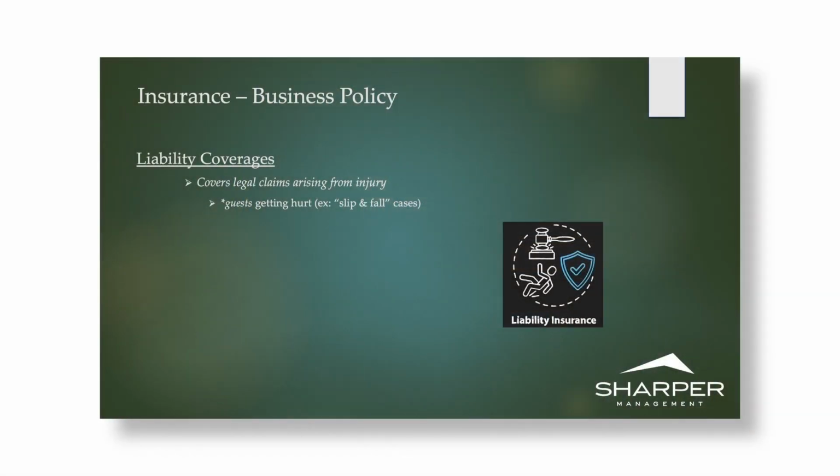So again, the last part of the business policy is the liability, the general liability. This covers the association against lawsuits, whether that is from a guest that might slip and fall, maybe from a toddler that gets hurt on a playground that the association is responsible for. This covers liability for lawsuits against the association.